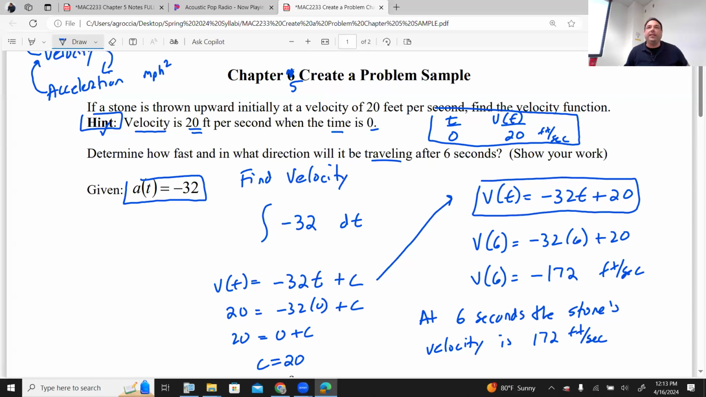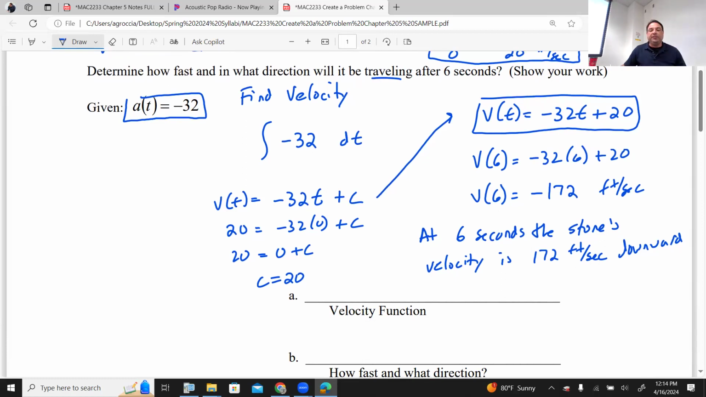What does the negative mean? Good. It means downward. And you're like, how is that possible? Well, remember, there's a person throwing a stone in the air. So 1 second, 2 seconds, 3 seconds, 4 seconds, 5 seconds, 6 seconds. That stone is now going downward. Negative means downward. How fast is it going? 172 feet per second. Okay, so take a minute, look at it from start to finish. We're about to do another one off of this.